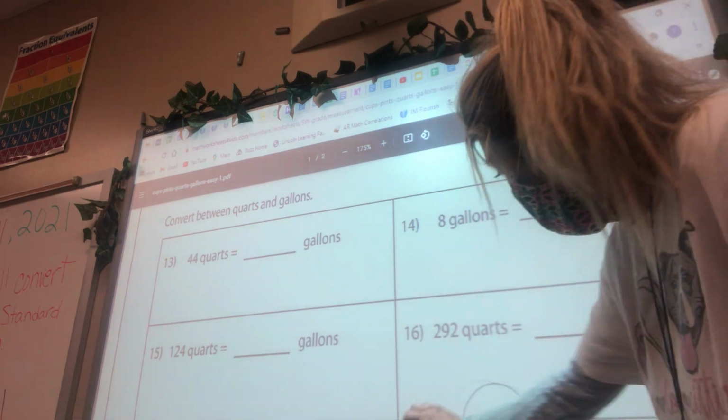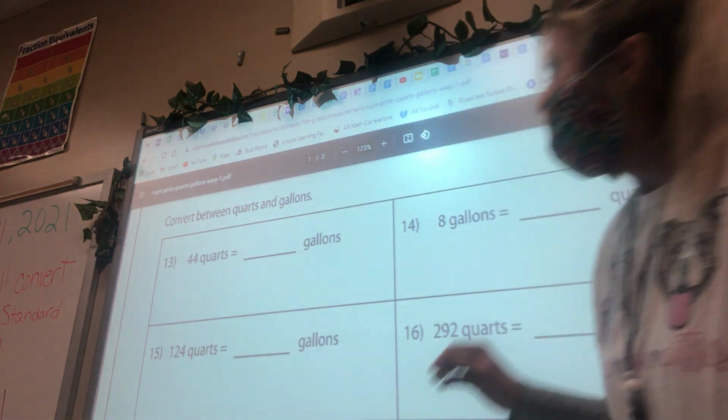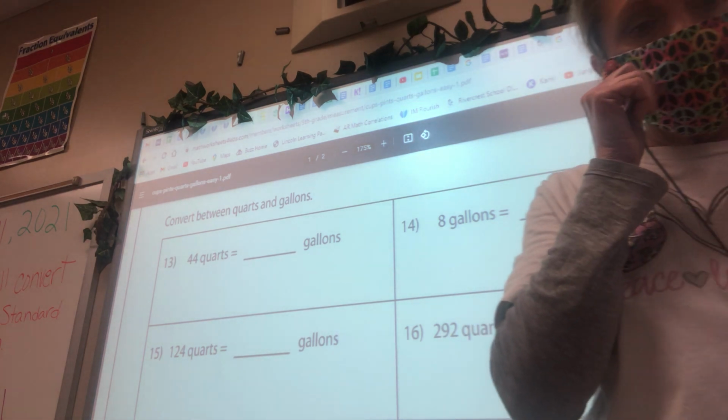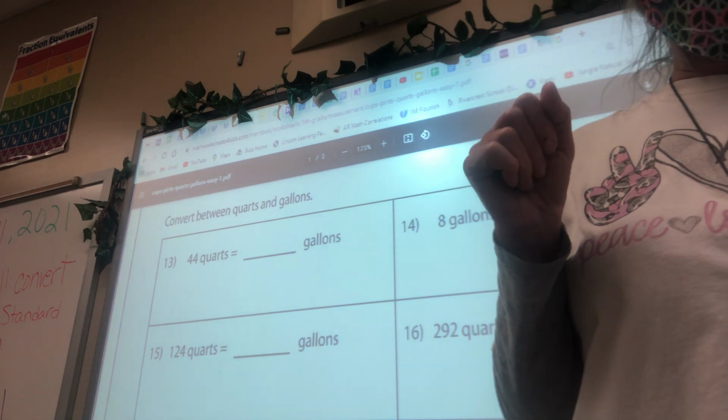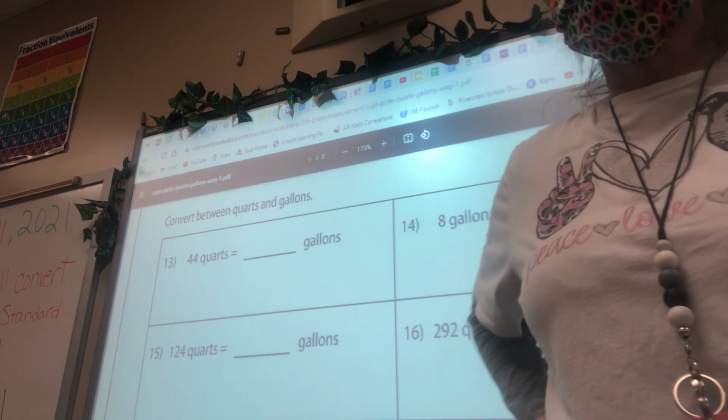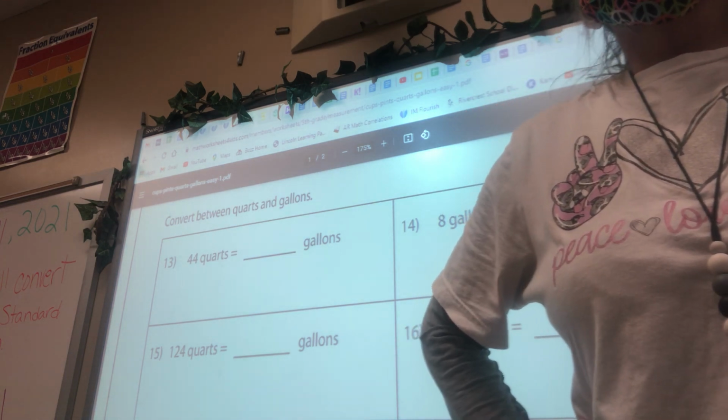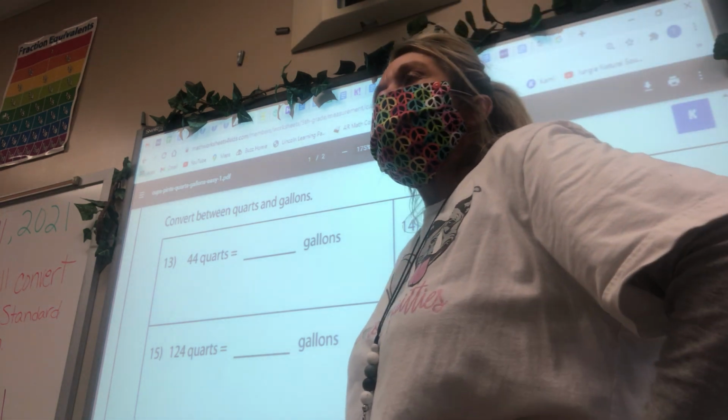So now, get in Google Classroom. There is a sheet attached for you to do. You are going to need paper and pencil. When you get it completed, put it in the basket.